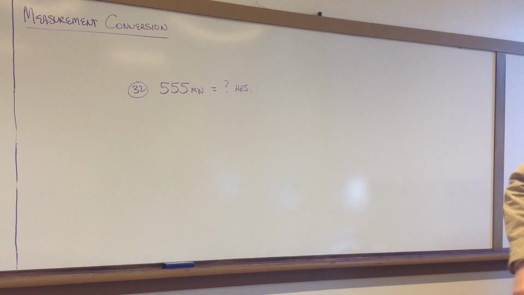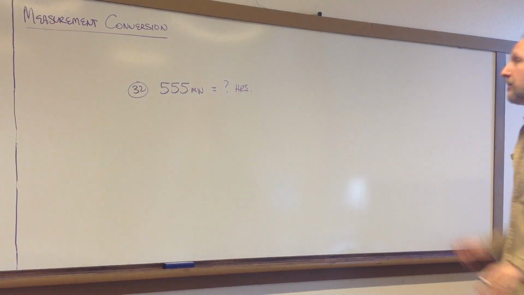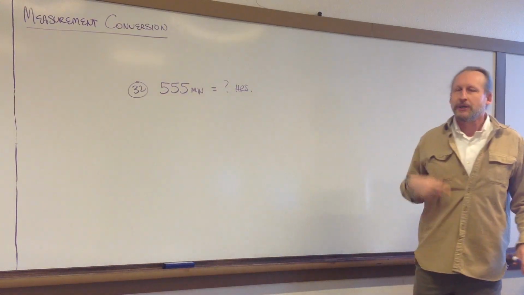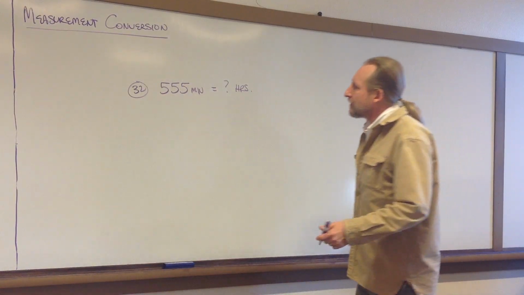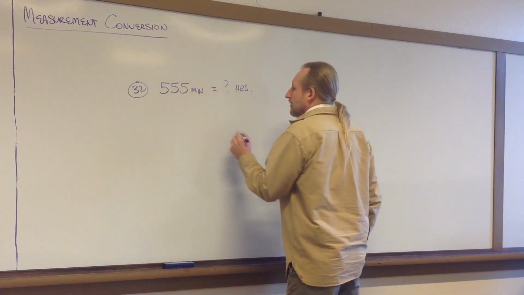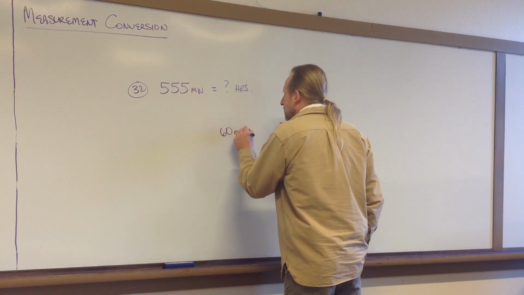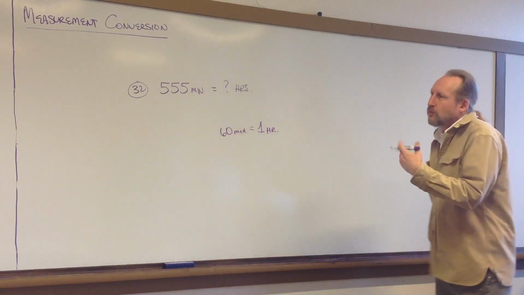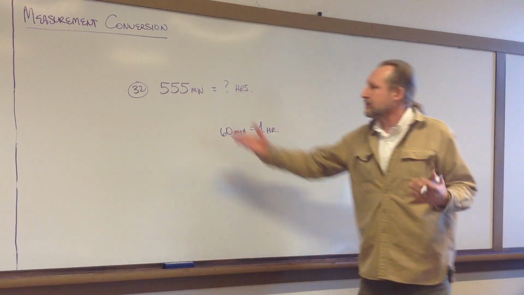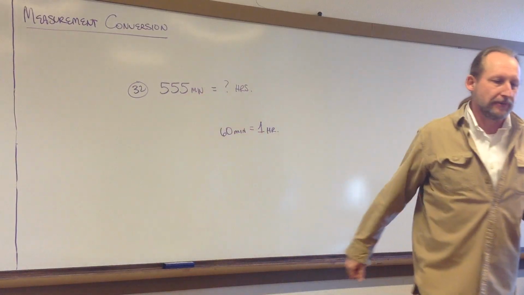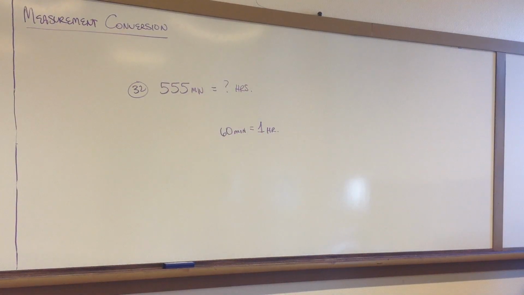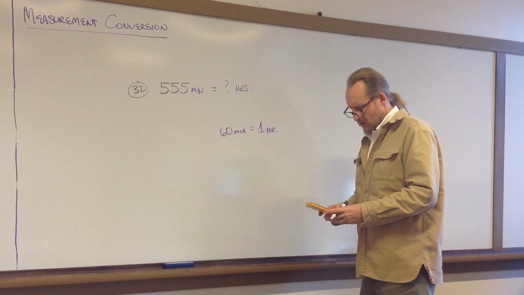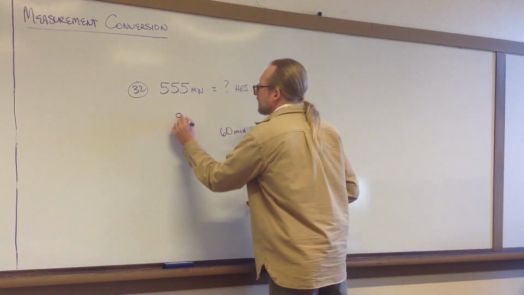Now in some problems, like I'm going to do problem 36 in a minute, there's an intermediate step that you might have to do. Here, we can just convert directly from minutes to hours. Okay? We know that 60 minutes is 1 hour. And so we can just go ahead and make this calculation, 555 divided by 60, and see how many hours that's going to be. 9.25 hours.